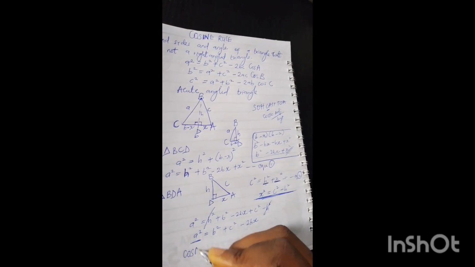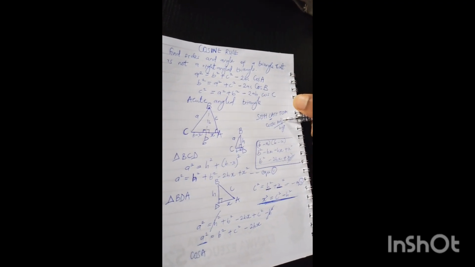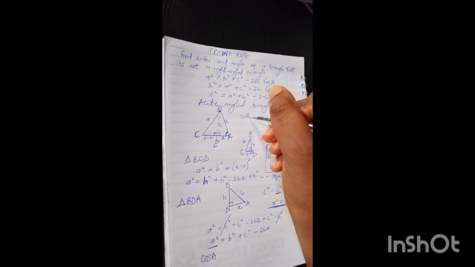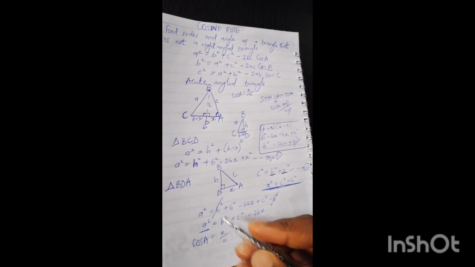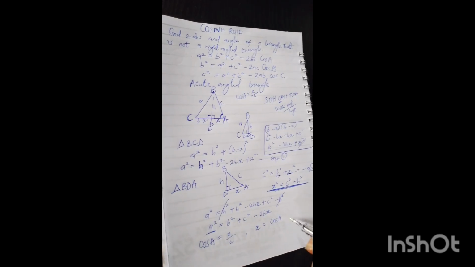And to find cos A, we have to assume that the angle that we are given is this A, and cos states adjacent over hypotenuse. And since this is the angle, our adjacent is going to be x. So cos A is equal to x over hypotenuse, which is C. So cos A is equal to x over C. If I should make x here the subject of the formula, I'm going to be having that x is equal to cos A multiplied by C, which is equal to C cos A.